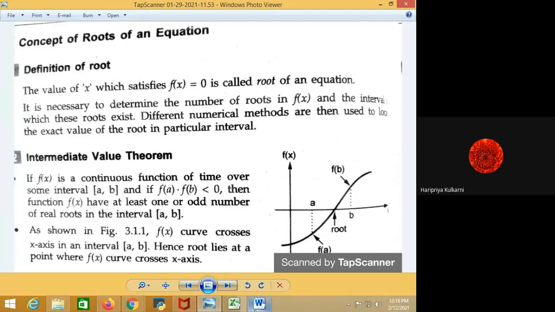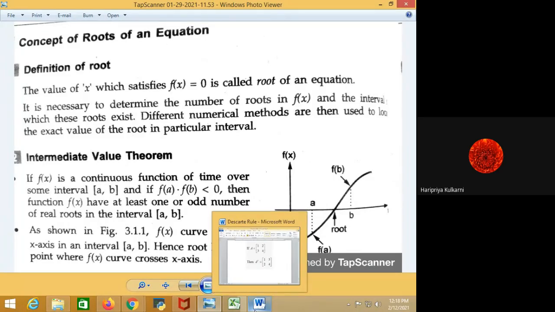Good afternoon, students. Today we are going to study what is the root of an equation and the intermediate value theorem.